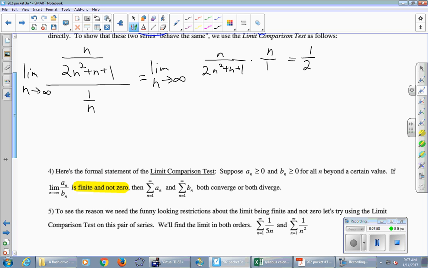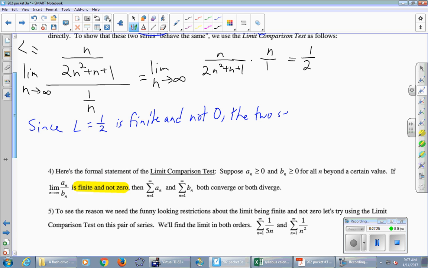Since, something I forgot to do. I like to call my limit here L. So if you could squeeze an L equals in there, just so we don't have to write that whole limit calculation again. Since L equals 1/2 is finite and not 0, the two series behave the same.